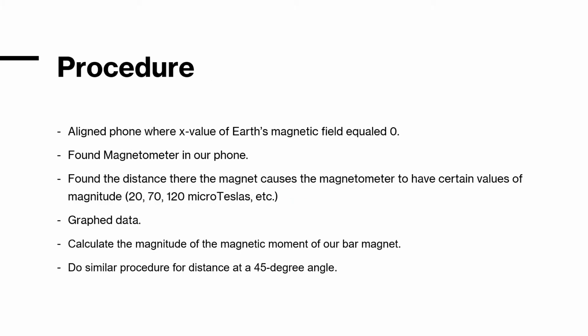Our procedure for this lab was first we aligned our phone with magnetic north, so where the x value is equal to 0. Then we found the location of the magnetometer on our phone, and then we found the distance where the magnet caused the magnetometer to have certain values of magnitude 20, 70, and 120 microteslas, going up to 220. Then we graphed our data using the Excel sheet provided. Then we calculated the magnitude of the magnetic moment of our bar magnet. Then we did a similar procedure for an angle of 45 degrees.